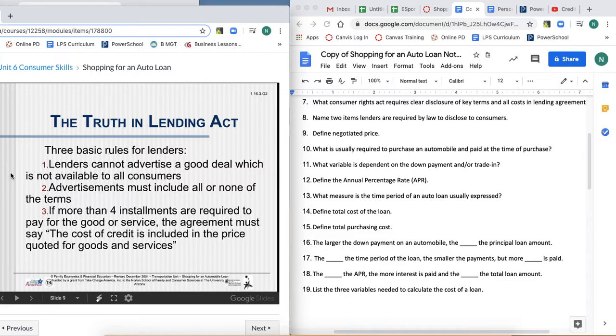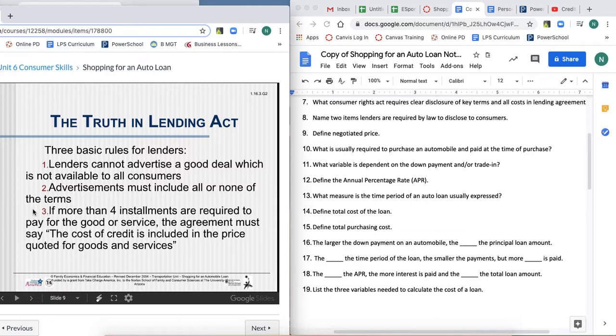And there are 3 basic rules that the lenders follow when they're doing this. Number 1, lenders cannot advertise a good deal that's not available to all customers. So they can't have a specific deal that you get that other customers don't know about and don't have the opportunity to access. Whenever they're running advertisements, they either have to include all of their terms and agreements, or they have to include none of them. They can't just pick out the appealing terms to advertise. They have to give you all of the appealing and the unappealing, or they have to talk about none of them.